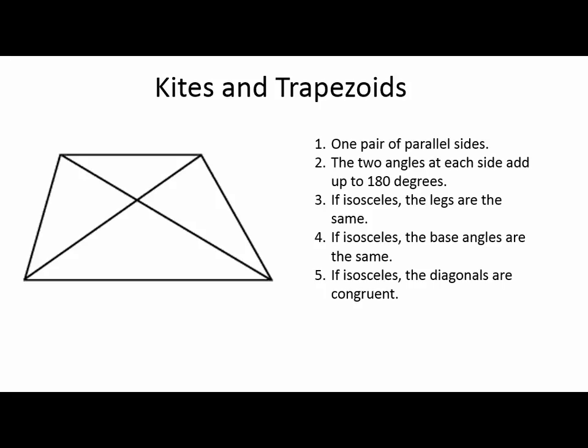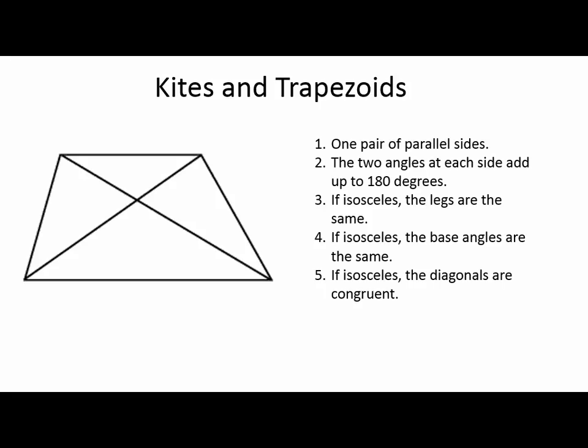They don't cut each other in half. They're not perpendicular. They cross in any degrees that they want. Like I said, they don't cut each other in half. They're just the same length, if the legs are the same. So if isosceles, the diagonals are congruent.